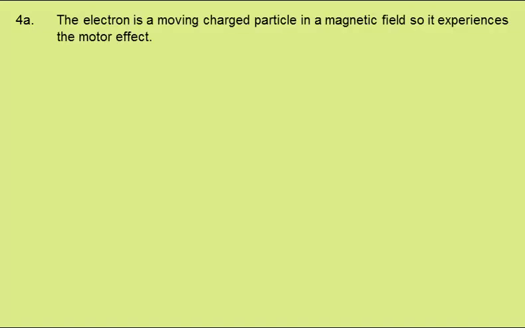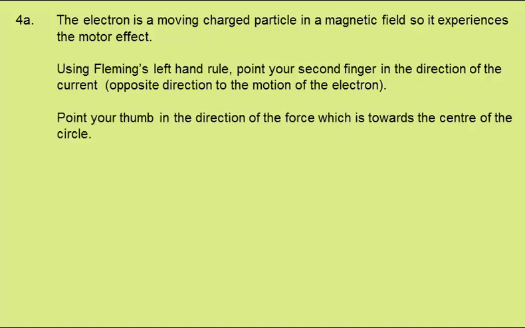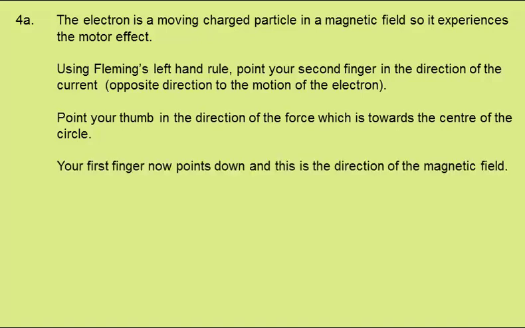Well, the electron is a moving charged particle in a magnetic field, so it experiences the motor effect. Using Fleming's left-hand rule, point your second finger in the direction of the current. Remember, this is the opposite direction to the motion of the electron, as the electron is negatively charged. Point your thumb in the direction of the force, which is towards the centre of the circle. Your first finger for the field now points down. This is the direction of the magnetic field, represented by -Z.